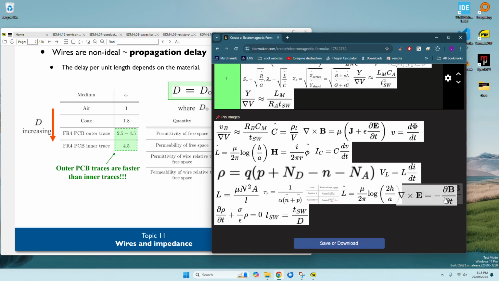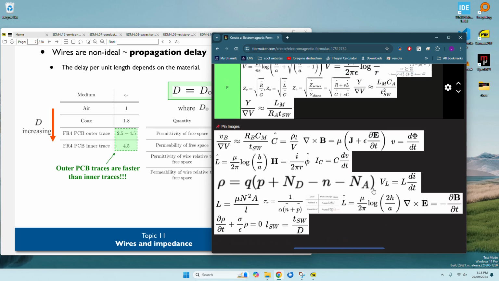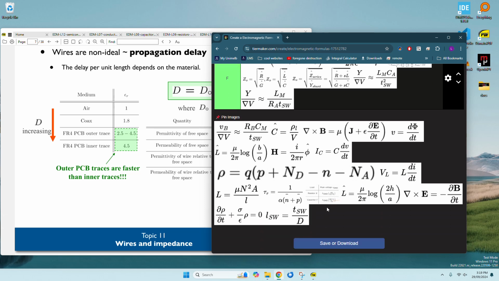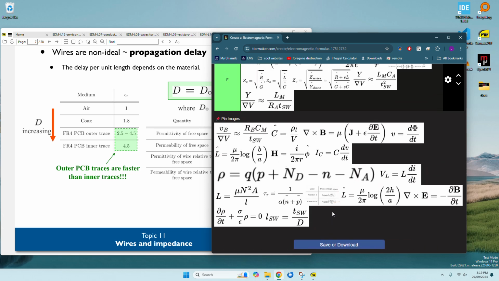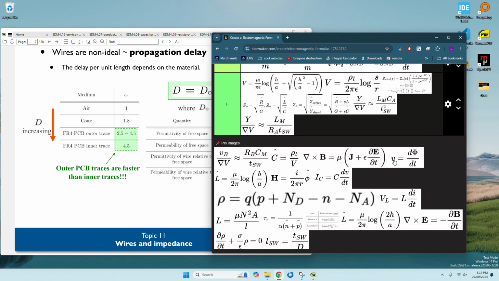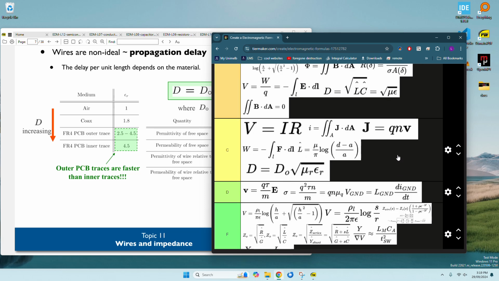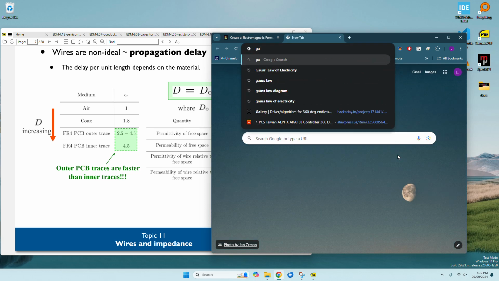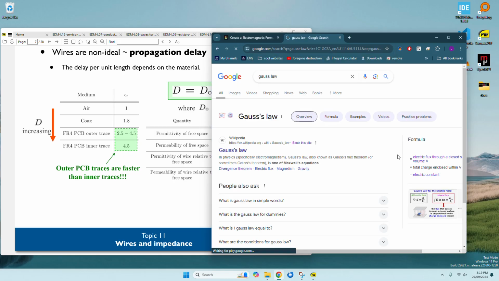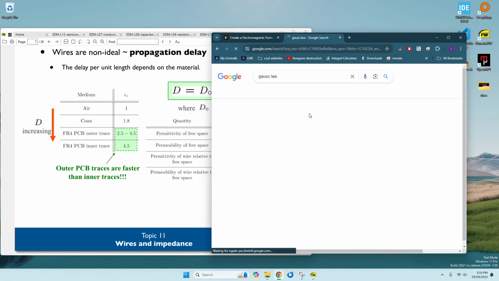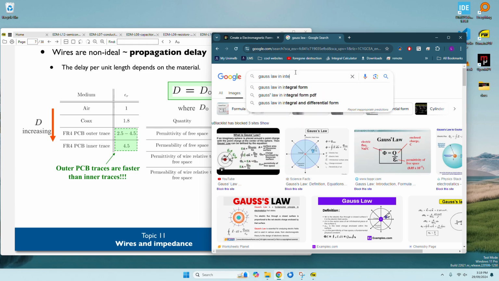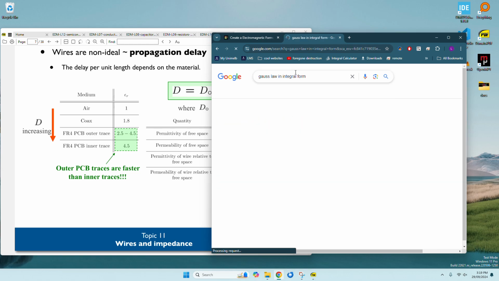Where are the other Maxwell's equations? Well, we got them in point form and we got them in integral form. Oh, don't tell me I didn't put... Oh man, I don't think I even got... Where's Gauss's law? Oh, that's so bad. I'll just get it up for you. Gauss's law in integral form, because the integral form is way better.